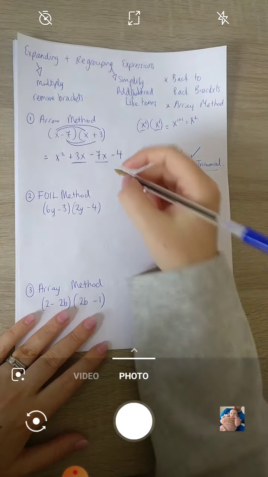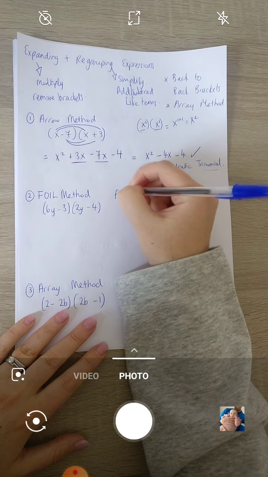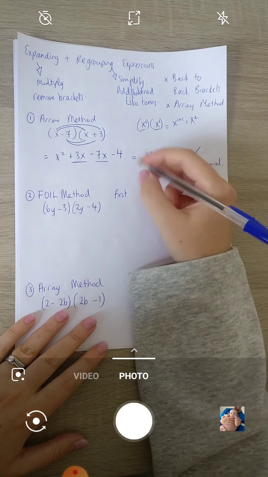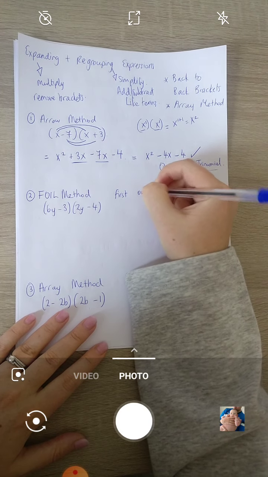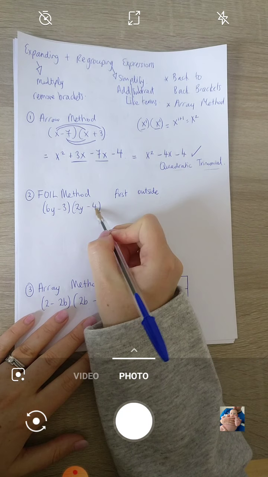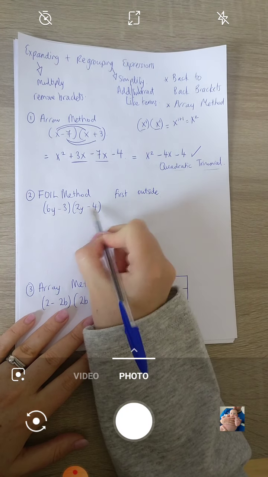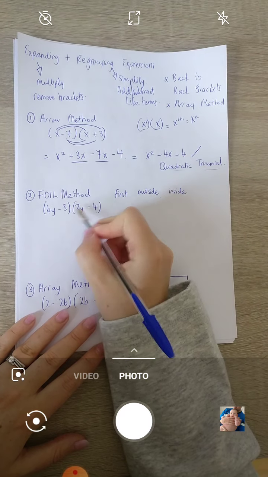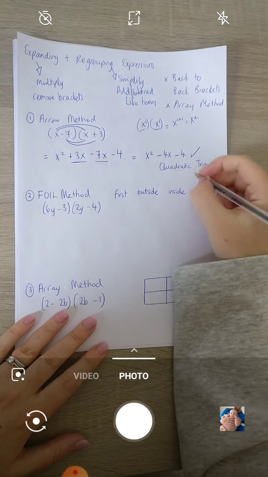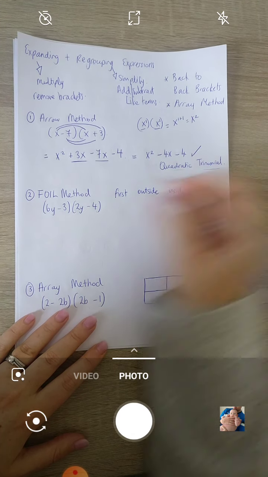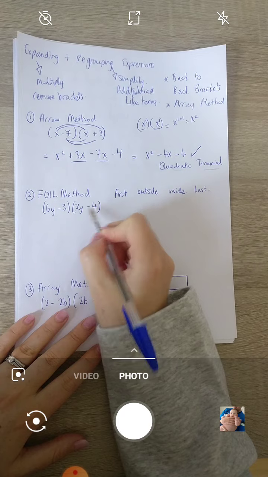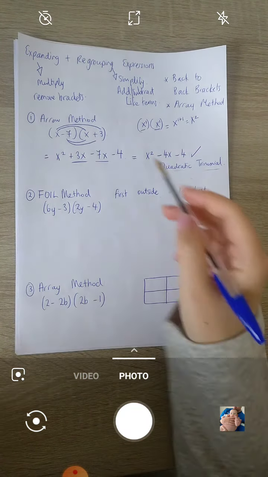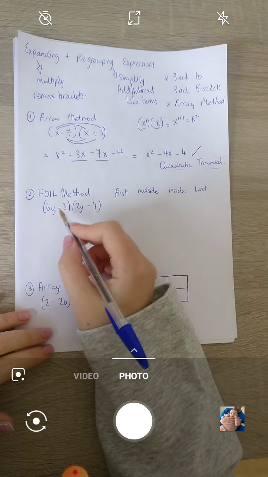So looking at the FOIL method, okay, and the FOIL basically means first by first, so the first term by the first term, the outside term by the outside term, so the 2 outside terms multiplied by each other. The I is for the inside, so the 2 inside terms multiplied by each other. And the L is for last, the 2 last terms in the bracket multiplied by each other. So it's just a quick way to remember. Exact same as the arrows, but it's just helping you remember.